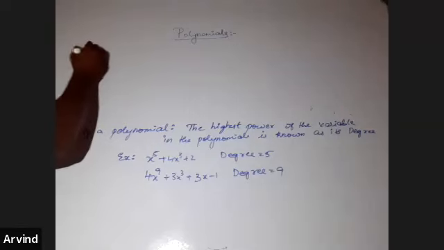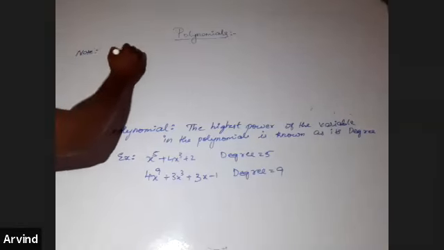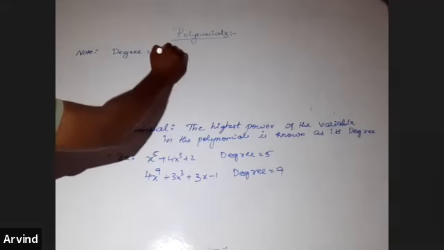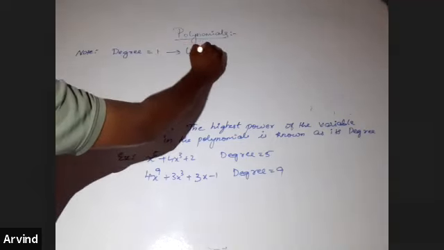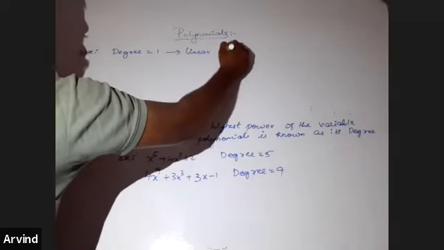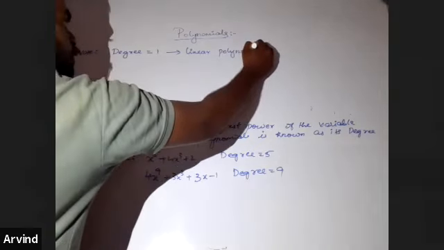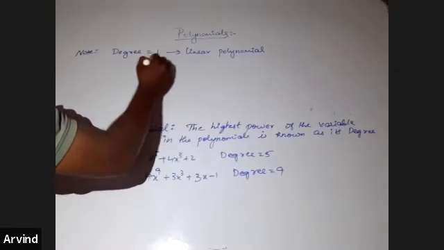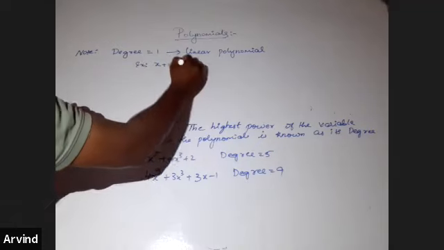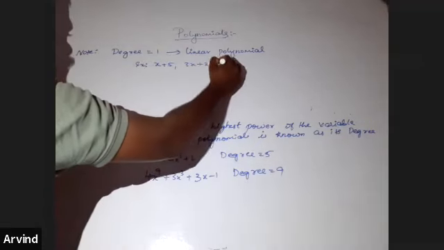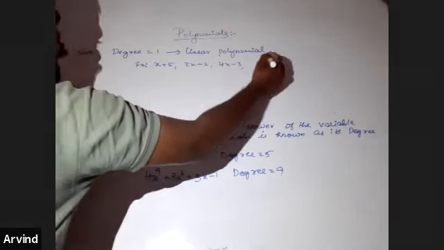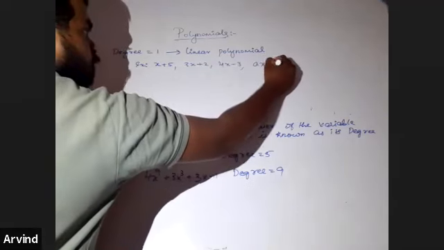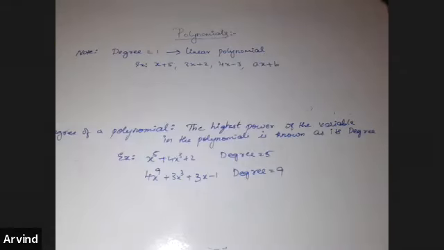Okay. So take down the note. Then we discussed the types, right? We'll write it down. If the degree is equal to 1, it is called what? Linear polynomial. So let's see some examples like x plus 5, 3x plus 2, 4x minus 3, and let's also write the general form ax plus b.